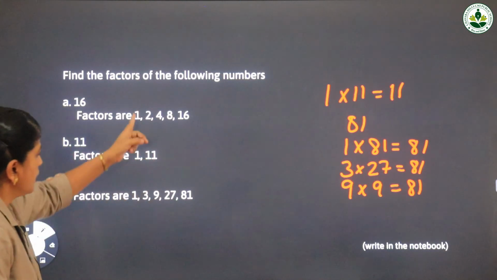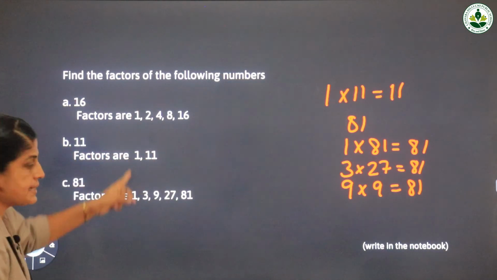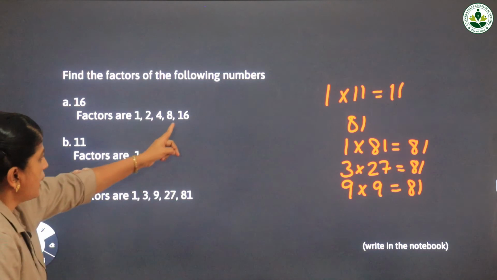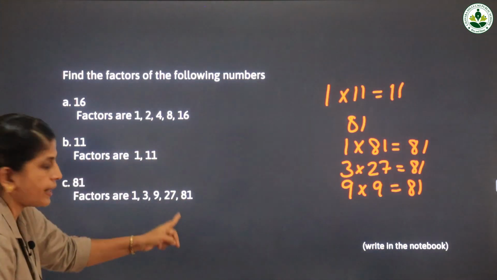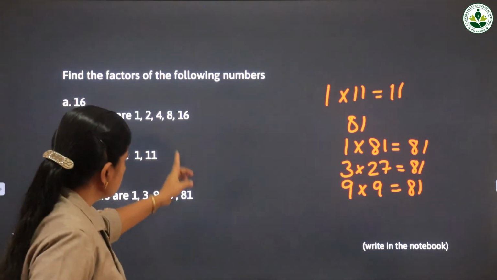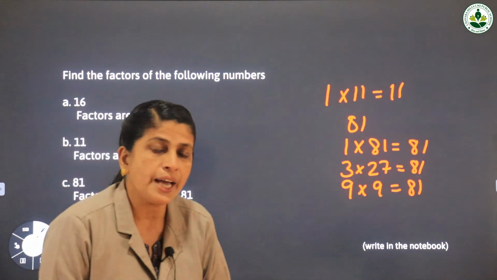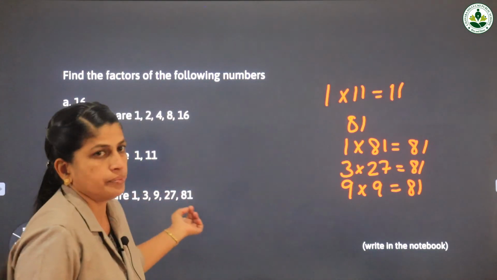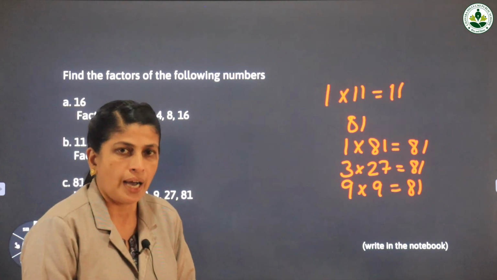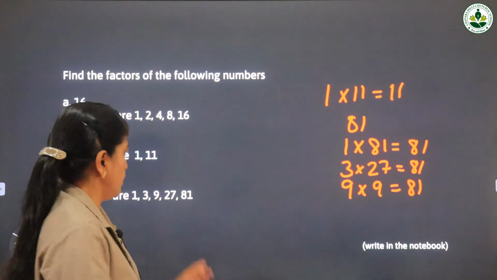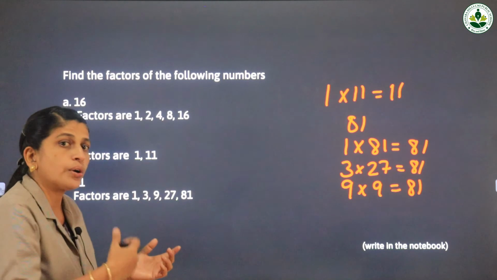Look at these factors. In all these factors, 1 is the smallest factor and the number itself is the greatest factor. Therefore, we can say the factors of a number are less than or equal to the number. All the factors are less than or equal to the number.